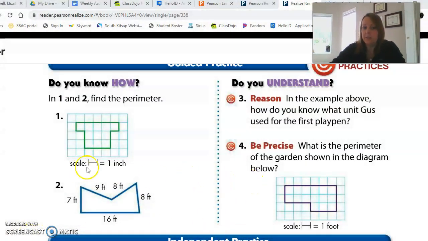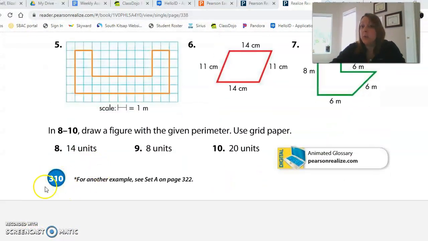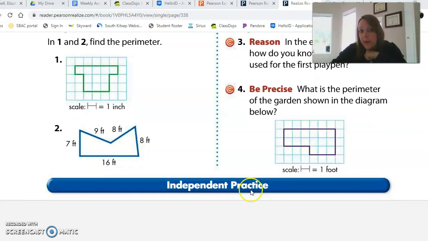For this, you're going to need some paper and a pencil. At any time, if you would like to pause me, that is okay, and go get into your textbook. Today we are on page 310 because we are skipping topic 12. We're going to jump right into this one, okay?